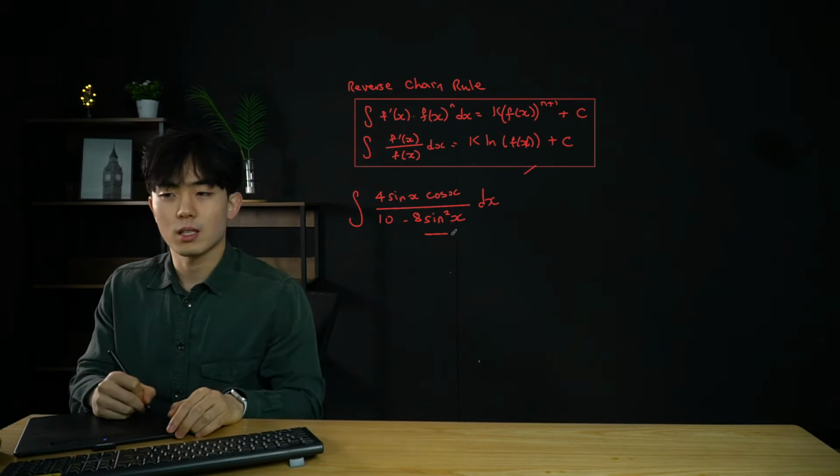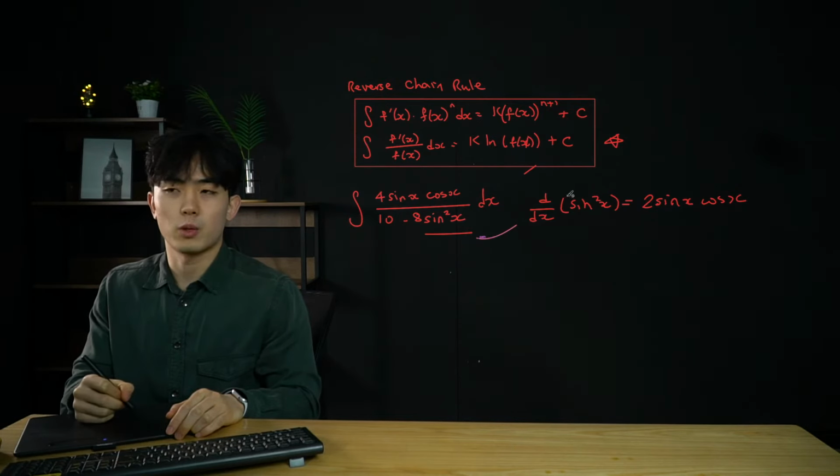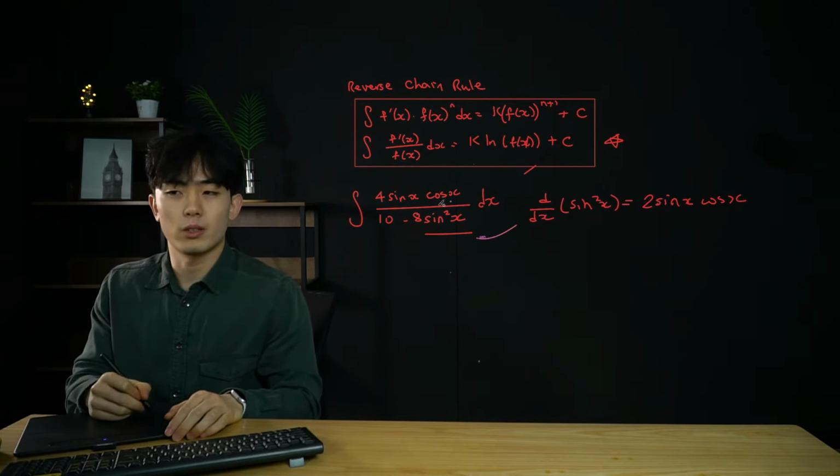But if you were to look at this sin squared x here, if we were to differentiate sin squared x, using the chain rule, we'll end up with 2 sin x cos x. And if you look at the numerator of this fraction, it seems to be very similar apart from this is a factor of 2 times by 2. So this is an example of the second formula. We have the derivative of a function over that function. So what we can say is let y equal to ln, this is going to be ln of the function.